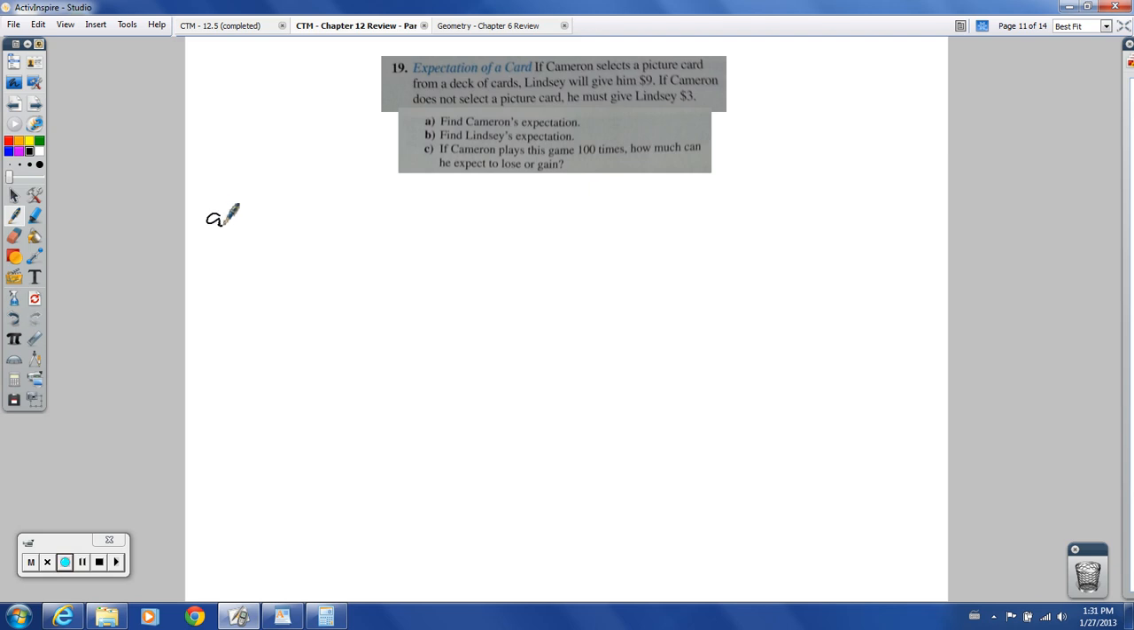Part A, expectation, same thing as before. There's 2 things that could happen in this one instead of 3 though. You can either pick a picture card or not pick a picture card. So I'm writing this out. You don't have to write it in general like this. You could go right ahead and fill in the probabilities if you know those right away. But I think this will help us understand it better as a whole. So picture card is one thing that could happen, and no picture card, that's the second thing that could happen.